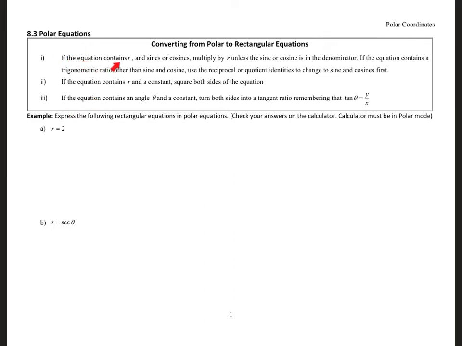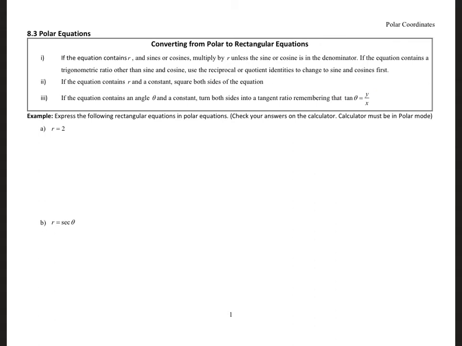The first one says the equation contains r, sines and cosines multiplied by r unless the sine or cosine is in the denominator. If the equation contains a trigonometric ratio other than sine and cosine, use the reciprocal quotient identities to change to sine and cosine. If the equation contains r and a constant, square both sides of the equation. If the equation contains an angle theta and a constant, turn both sides into a tangent ratio using that formula.